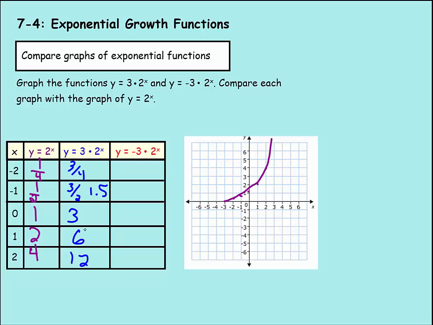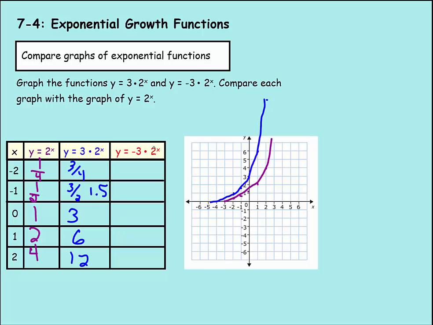So if we're going to plot this out then, we have negative 2 equaling 3/4. We have negative 1 equaling 1.5. We have 0 equaling 3, 1 equaling 6, and 2 is going to be off the screen at 12. So if we plot this one out, it'll look somewhat like that. And we see that it just increases that much faster because of the 3.